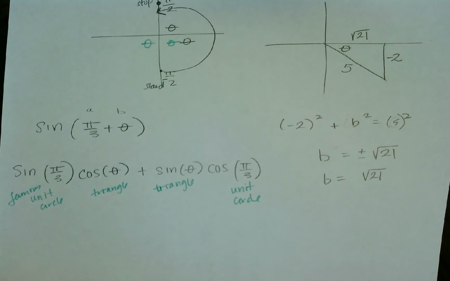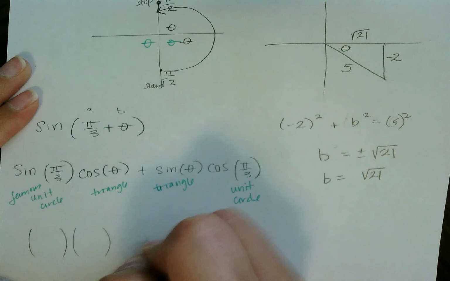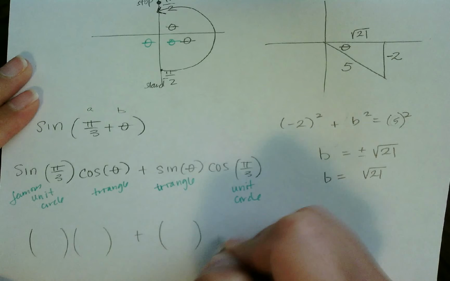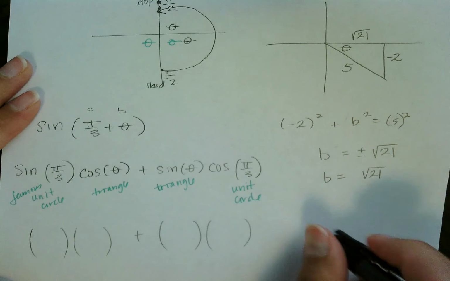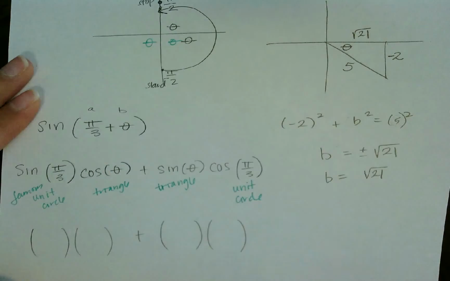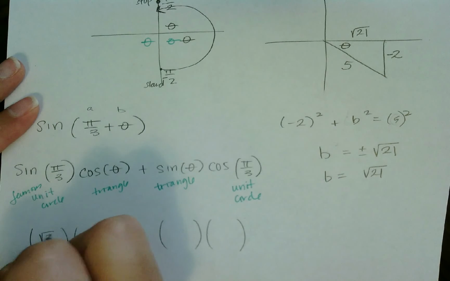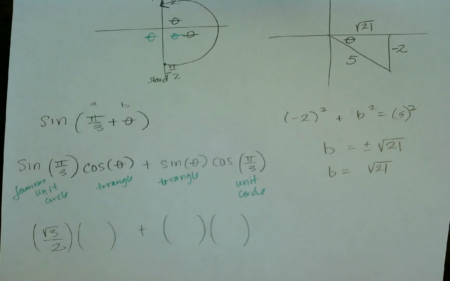So what is sine of pi over 3 on the unit circle? Sine of pi over 3? Isn't that the square root of 2 over 2? That's pi over 4. So sine pi over 3, that's the top guy. That's square root of 3 over 2. Okay. Oh, okay.